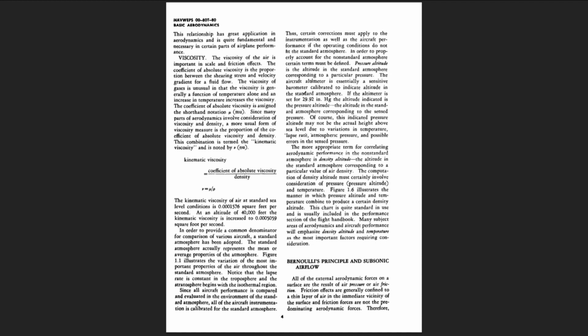The more appropriate term for correlating aerodynamic performance in the non-standard atmosphere is density altitude, the altitude in the standard atmosphere corresponding to a particular value of air density. The computation of density altitude must certainly involve consideration of pressure, pressure altitude, and temperature. Figure 1.6 illustrates the manner in which pressure altitude and temperature combine to produce a certain density altitude. This chart is quite standard in use and is usually included in the performance section of the flight handbook. Many subject areas of aerodynamics and aircraft performance will emphasize density altitude and temperature as the most important factors requiring consideration.